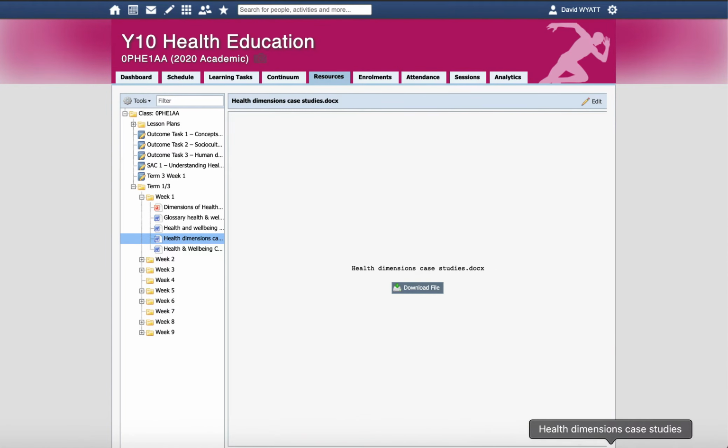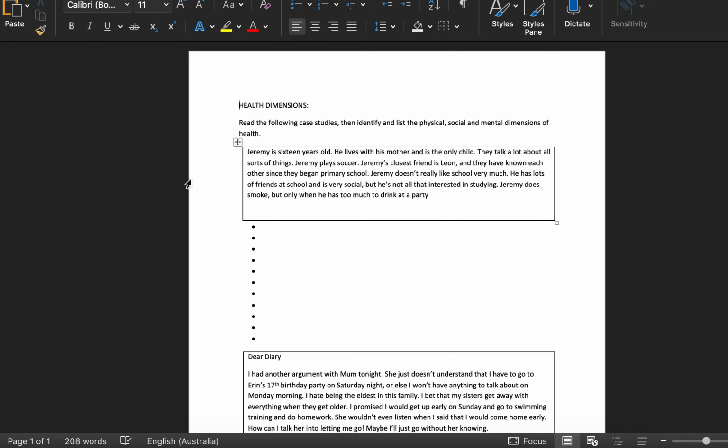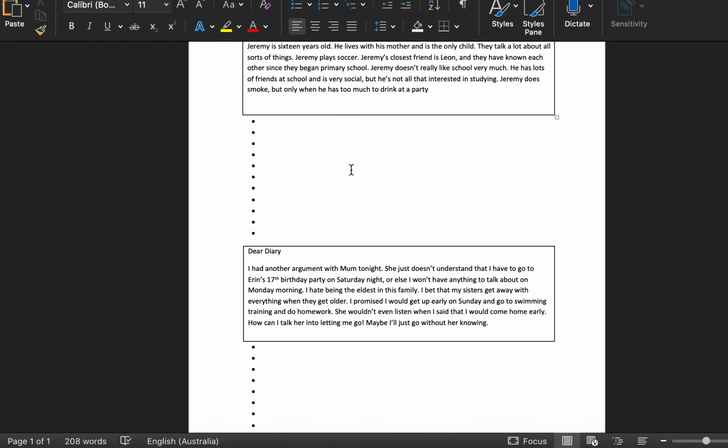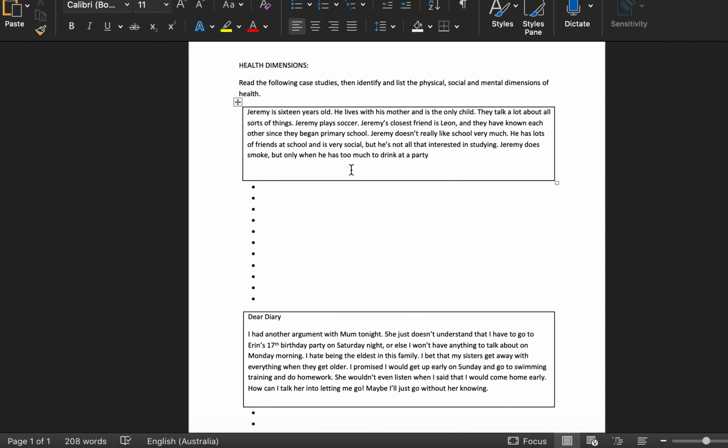The next one that I'm going to get you to look at is called the Health Dimensions Case Studies. And this task here gives you 2 case studies. Now, I know that there's another set of case studies and you've just seen a couple of them. These are a bit more extensive. And after you read through each of those 2 boxes, you're going to need to actually list not just which dimension it is, but where are the items that you see in here that actually help break down into these dimensions.